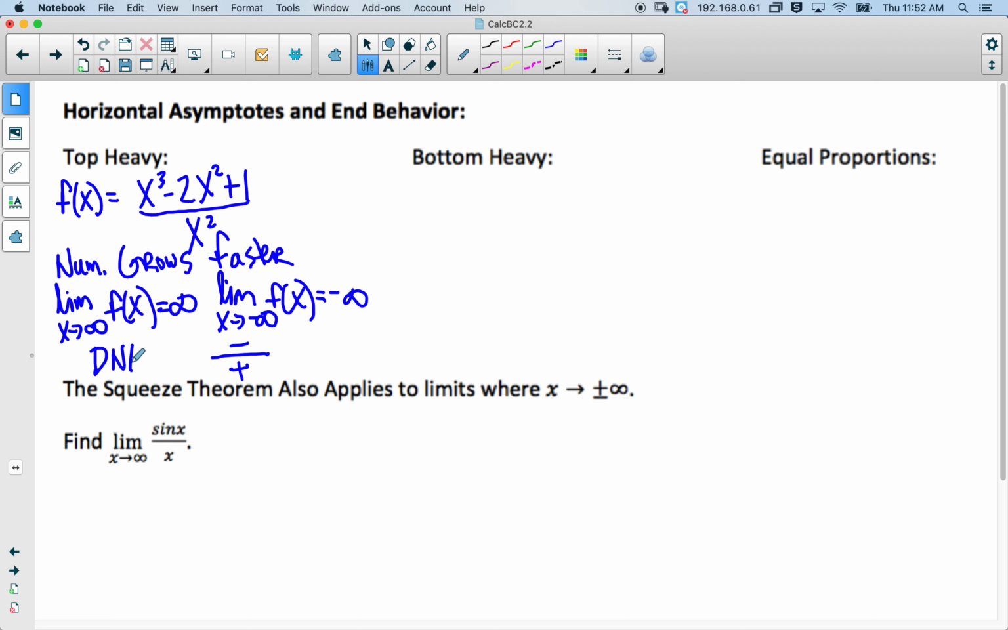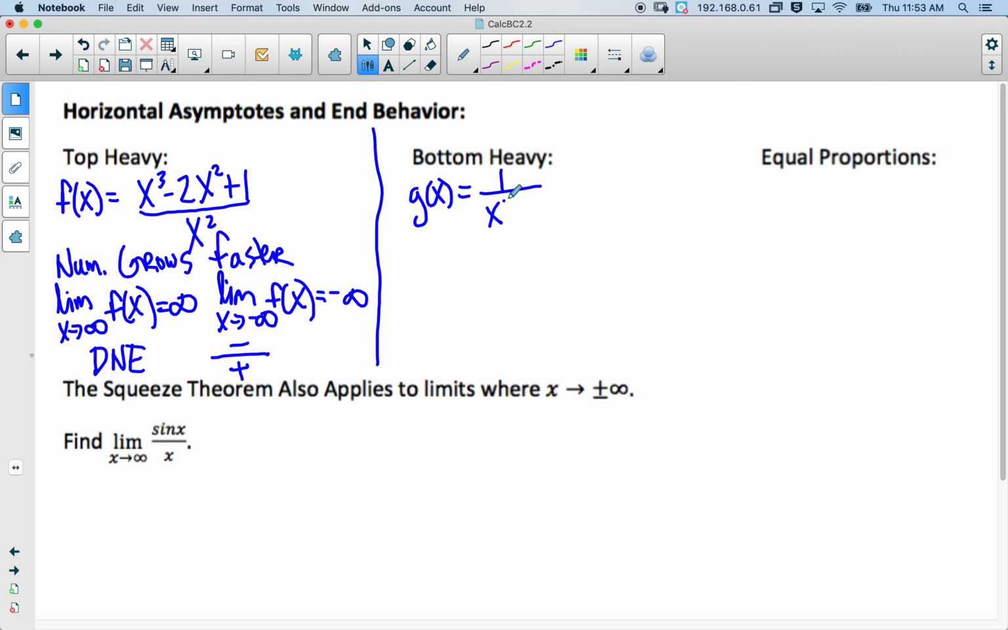So these limits do not exist, because a limit is a numeric value, it's a number, and infinity is not a number, it's an idea. So in this case, the limits do not exist. Okay, how about a bottom heavy function? Let's do g of x is equal to 1 over x squared plus 4.